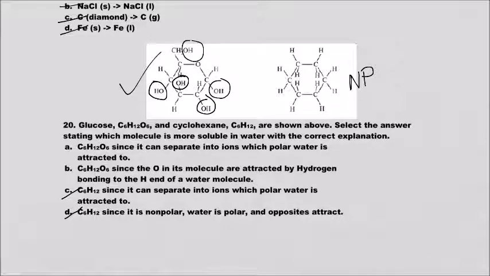So does glucose separate into ions, which polar water is attracted to? No, this is a polar molecule, so it can't. That's what ionic compounds do. So it must be B. The oxygen and its molecules are attracted with hydrogen bonding to the hydrogen end of water. That's definitely what's going on in the answer.